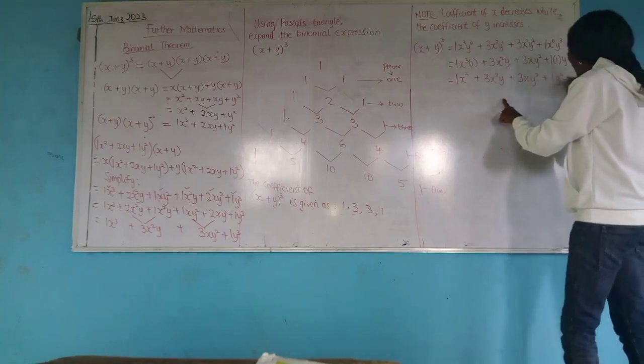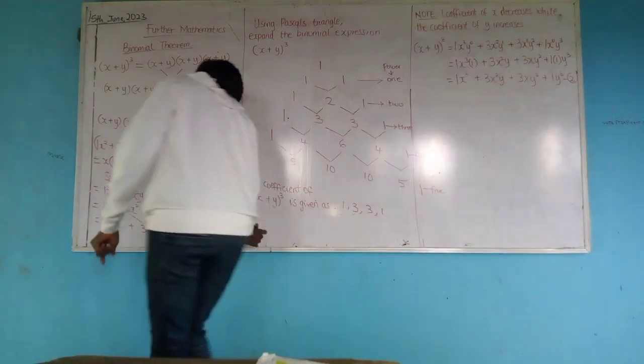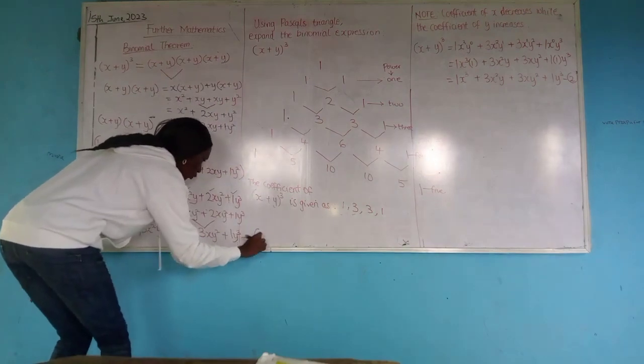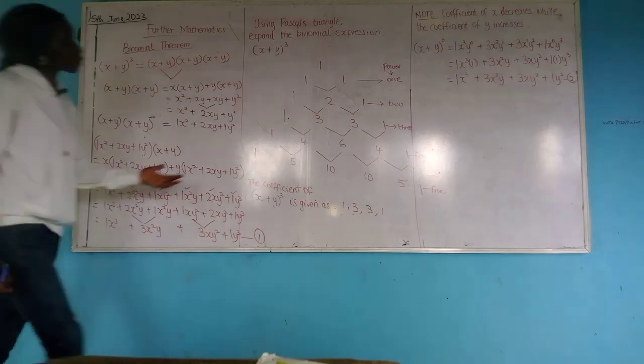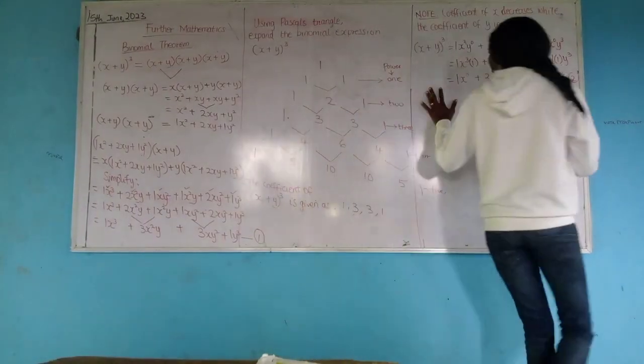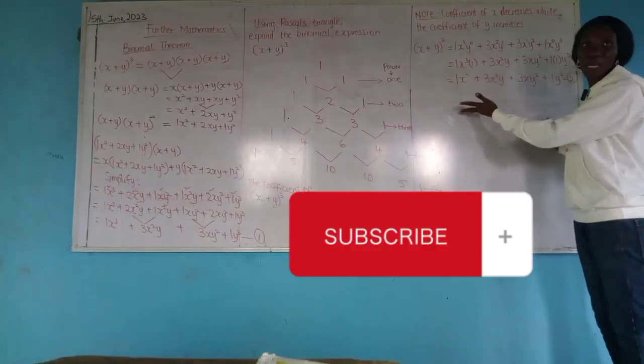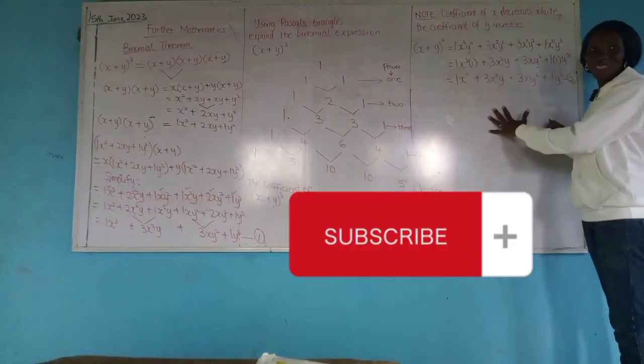Now can we compare this and this? Comparing these two equations, 1 and 2, you observe that we arrived at the same answer. And I can say that this is actually a less cumbersome way of solving or expanding our binomial expression.